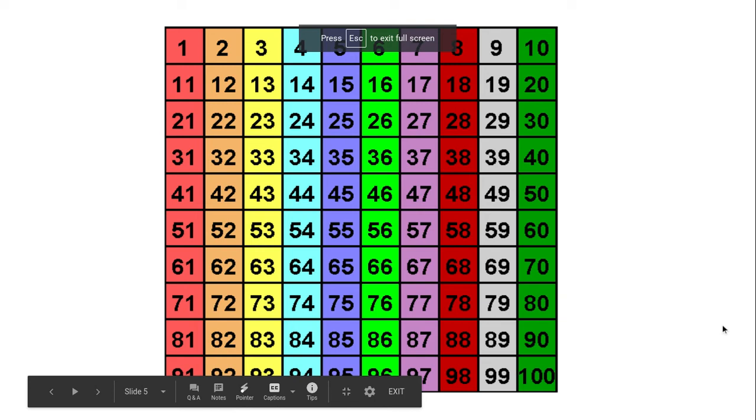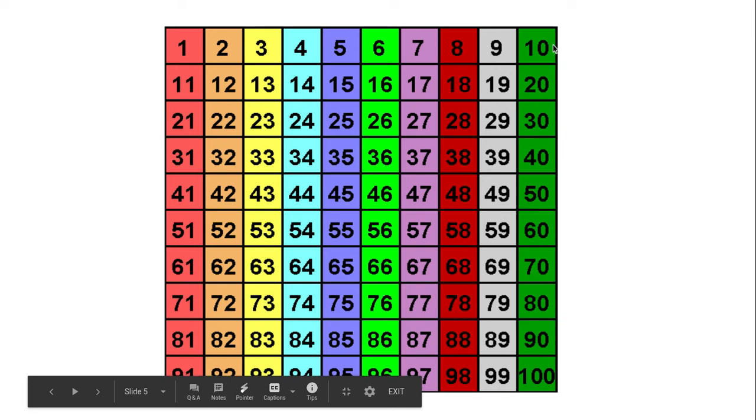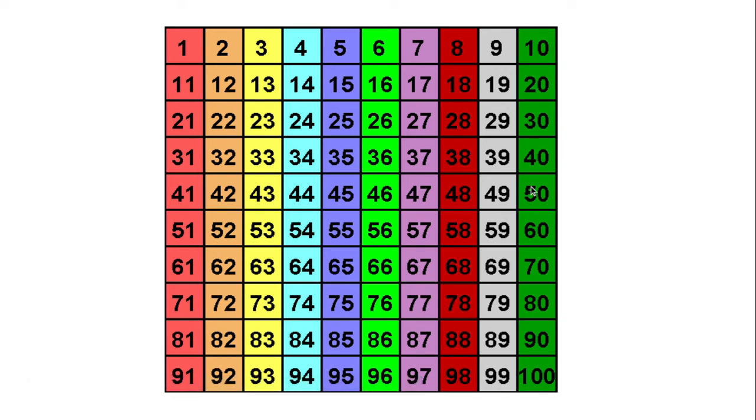Okay, so this is the second strategy that we're going to use today. This is a hundreds chart. So when we look at the hundreds chart, we can see very clearly on this one that when we go down the hundreds chart, we add 10 more each time. The easiest spot to see that right here is with the groups of 10. So 10, 20, 30, 40, 50. We know that we're adding another group of 10 each time.